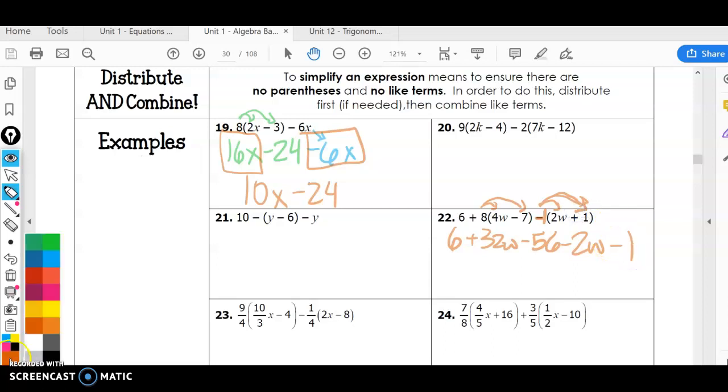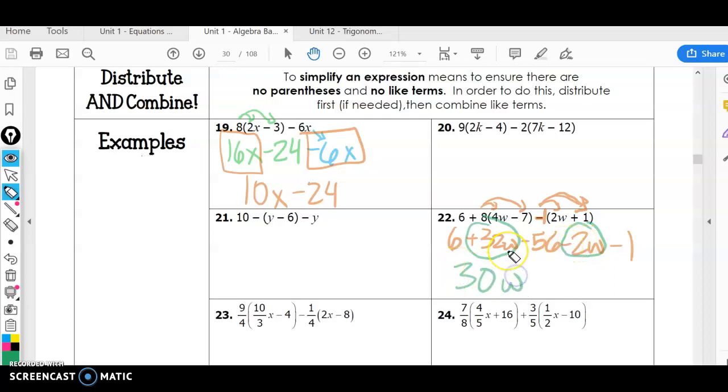Now to combine like terms, combine all my w's together. We have 32 minus 2w's is a positive 30w. Then we have 6 minus 56 minus 1. Always go left to right when doing the addition or subtraction. 6 minus 56 is negative 50. And then another minus 1 is negative 51. Box your answer and write your constant at the end.